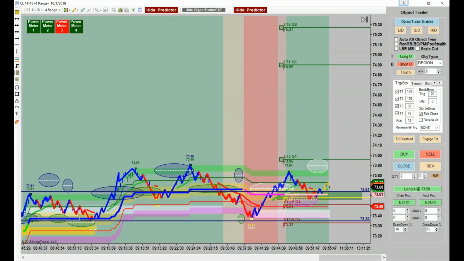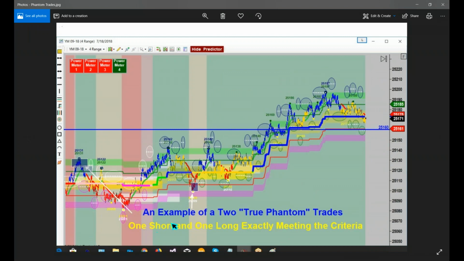Our people trade this particular trade literally all the time right here. Let me just show it to you. That's a phantom trade, and that's a phantom trade. Phantom trade short is when the midband is a short color. Phantom trade long is when the midband's a long color. And that particular trade works like clockwork, and so does that one right there.